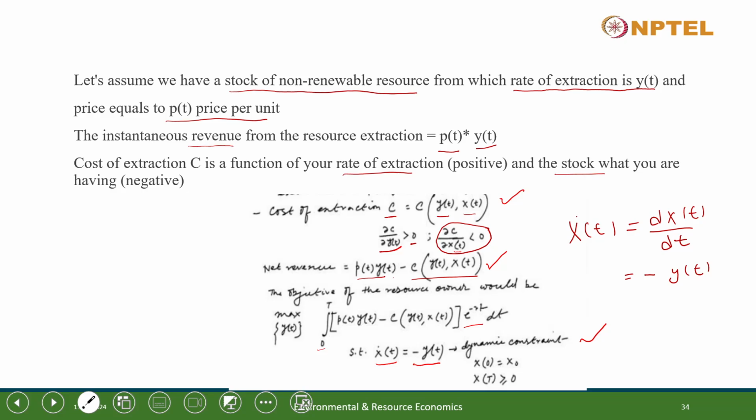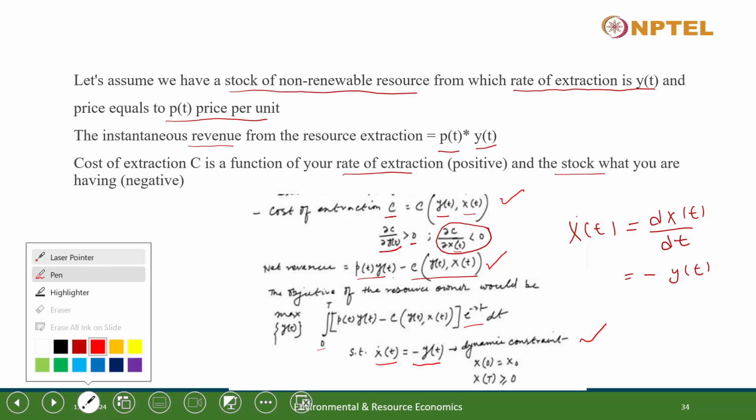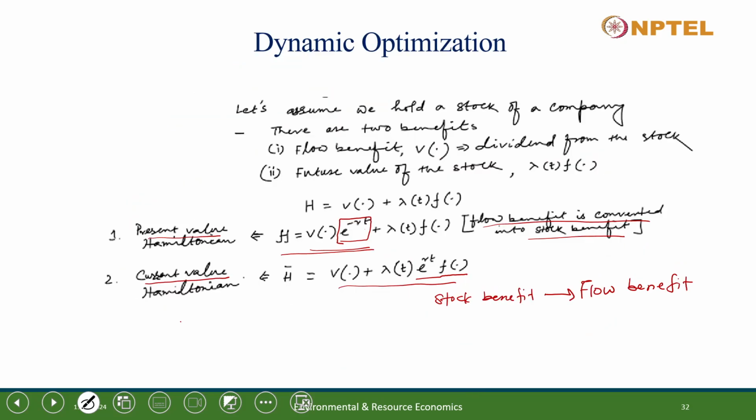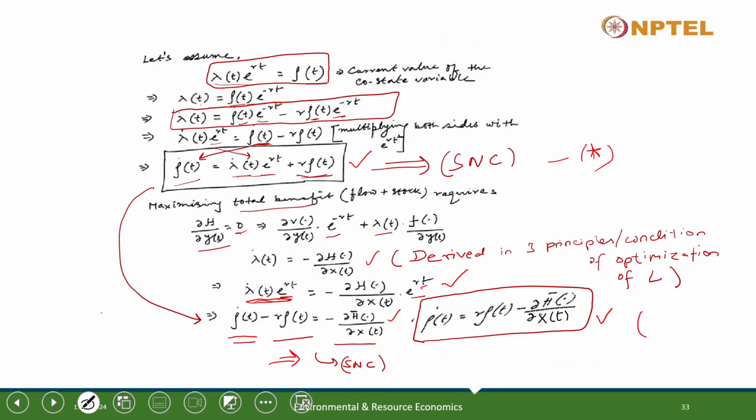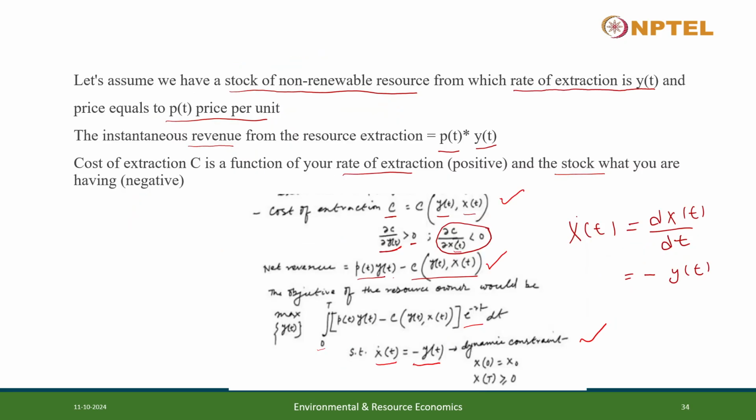Okay, so now let's say that we have non-renewables. Till now we have only derived things. We have three principles, and then one SONC equation, the second order necessary condition equation, that is it. Now we move towards non-renewable resources where the rate of extraction is yt and the price is pt. To find the revenue, it will be price times rate of extraction, right? pt into yt gives the price per unit times the rate of extraction.